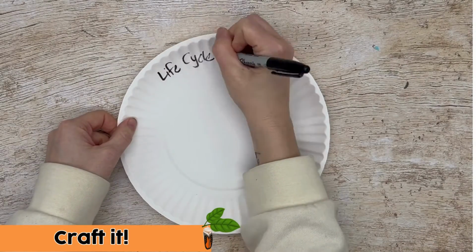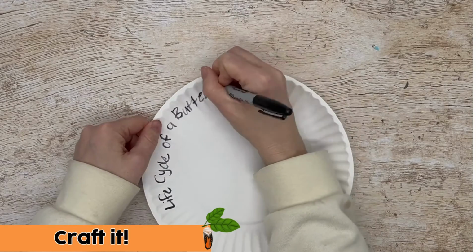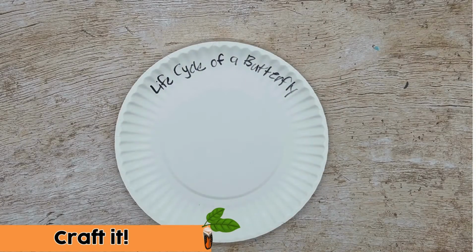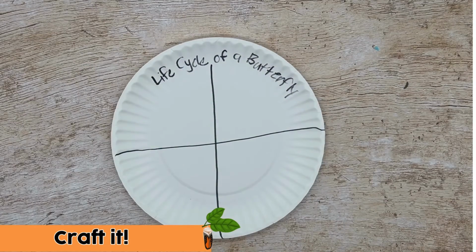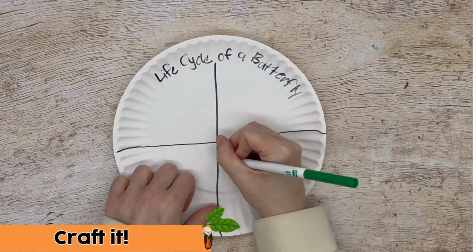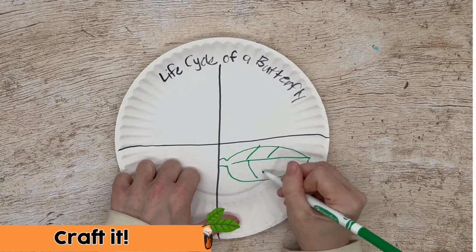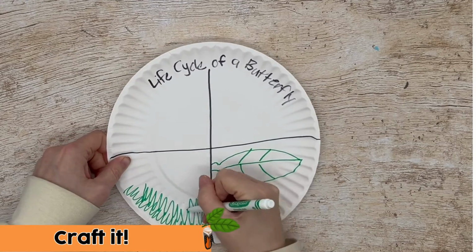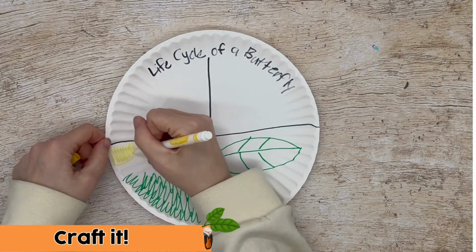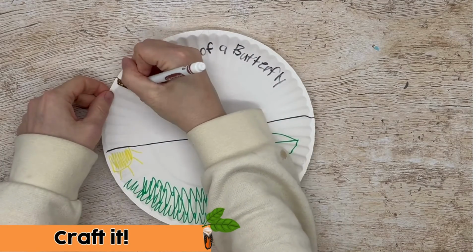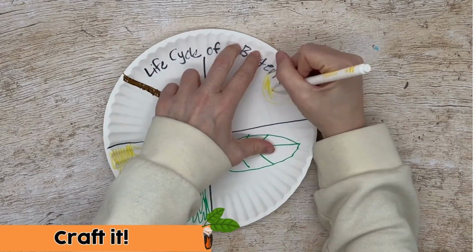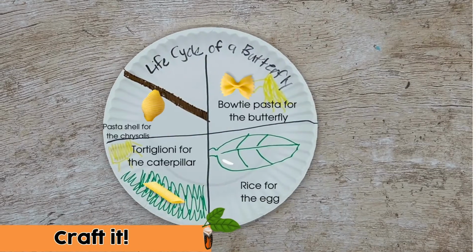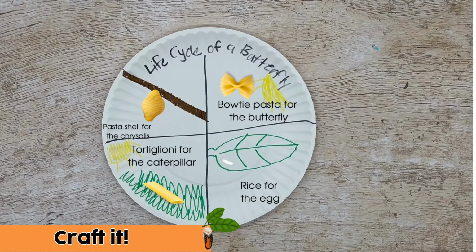Life cycle idea number 3 is to craft it. This is a craft I did every single year of my teaching career, and I'm very excited to share it with you. I love this life cycle of a butterfly craft. It's very simple. You just need a paper plate, something to color with, some glue, and some pasta. What I do is split the plate into 4 sections. In one section, we are going to draw a simple leaf. In the next section, I like to add a little bit of green grass. Then I'm going to add a little sun in the corner, a branch in this one, and in the last section, a sunshine. Add the pasta in and you have a life cycle of a butterfly.